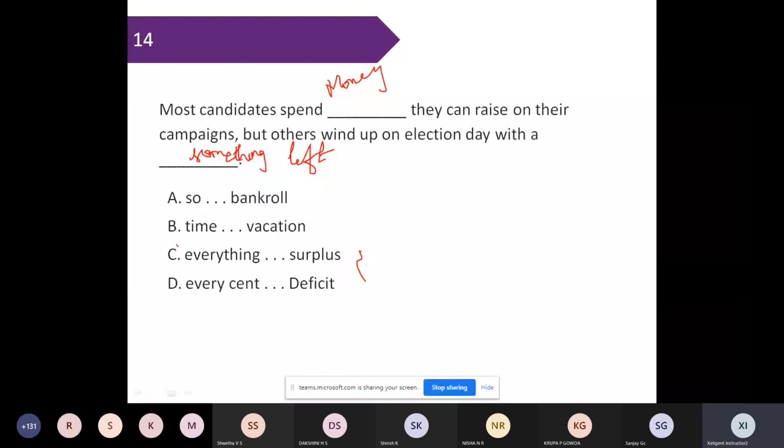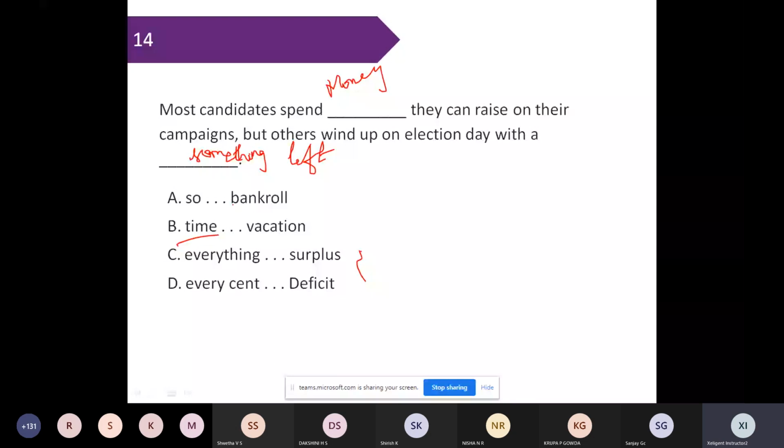And then if you take option B, most candidates spend time. They can raise on their campaigns. So are they raising time on their campaigns? That should be like a monetary benefit which they have raised on their campaigns. Okay, that can be spent. So time is not the correct answer. That's not logically correct. You can eliminate that. Next, option C. Most candidates spend everything. Everything includes money. So our guess is correct here.